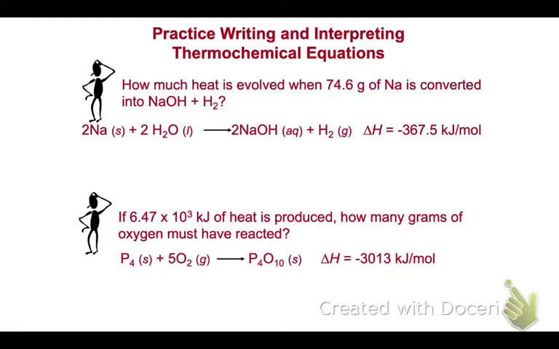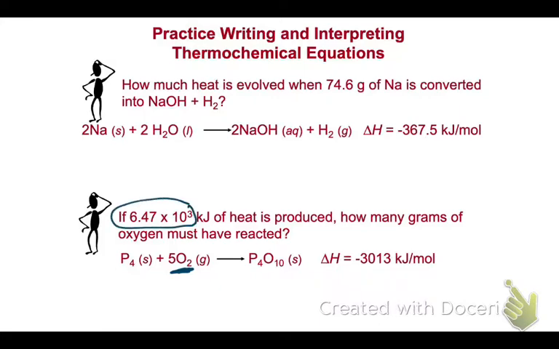Okay, let's look at this question. If 6.47 times 10 to the power 3 kilojoule of heat is produced according to this equation, how many grams of oxygen must have reacted? So this time they gave me a balanced equation, they gave me delta H, and they gave me the amount of energy produced. And they want me to know how much oxygen must have reacted to produce that amount.